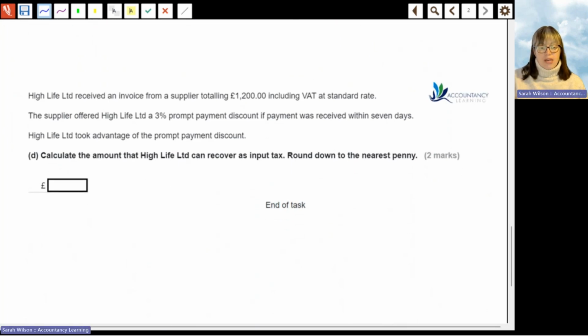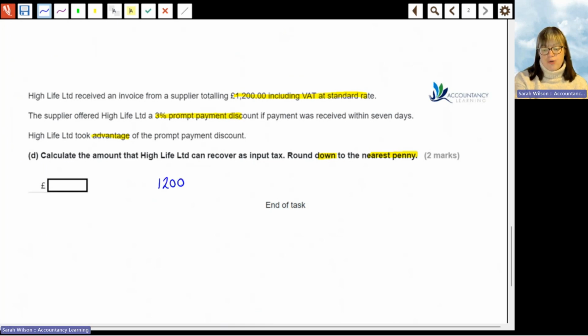And then the last part then is High Life Limited received an invoice from a supplier totaling 1,200, including VAT at a standard rate. The supplier offered High Life Limited a 3% prompt payment discount if payment was received within 7 days. And High Life took advantage of that discount. Calculate the amount that High Life Limited can recover as input tax and round down to the nearest penny. So how much would High Life have actually paid? So we're going to be reducing our total bill by 3%.